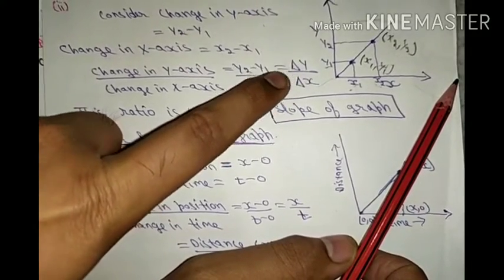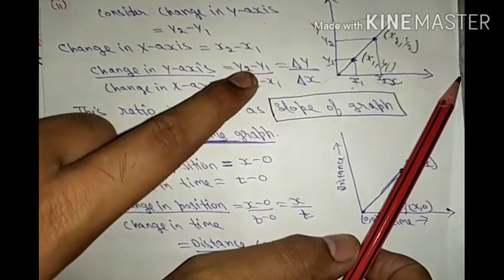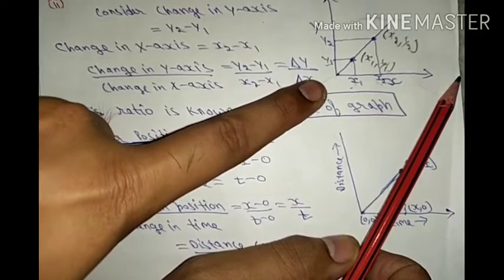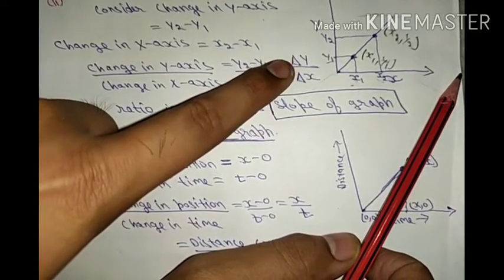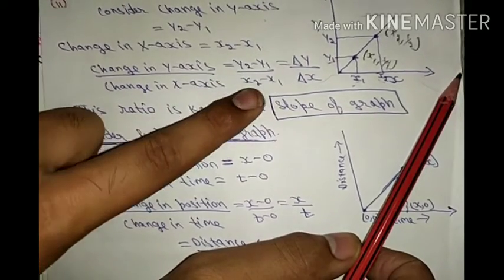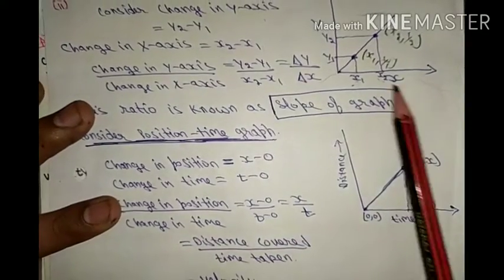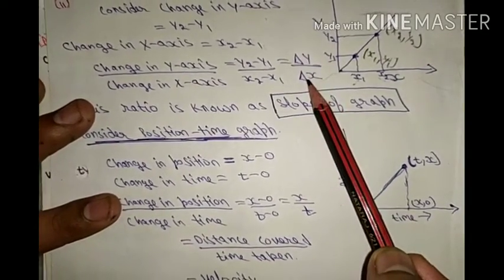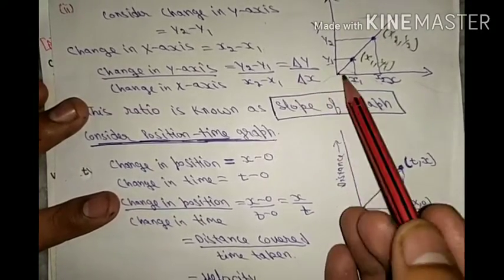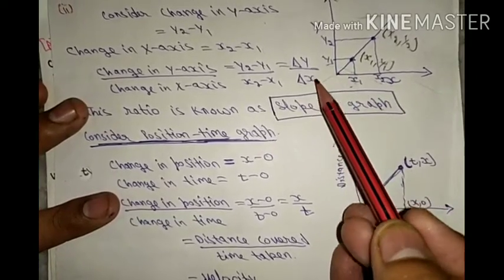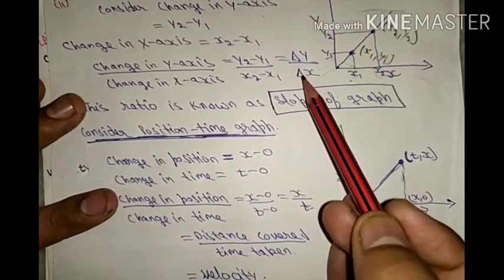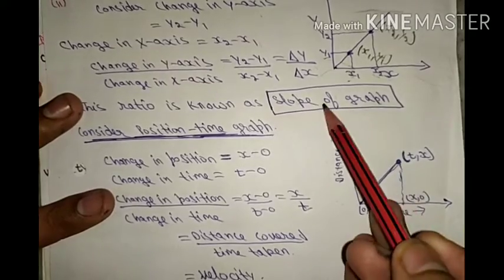And this is another representation of the same thing, that is delta y upon delta x. This triangle symbol is known as delta. This delta means change, that means y2 minus y1 and x2 minus x1. And this ratio, change in y-axis upon change in x-axis, is known as slope of the graph, and it is a very useful term for our equation of motion. So remember this term.